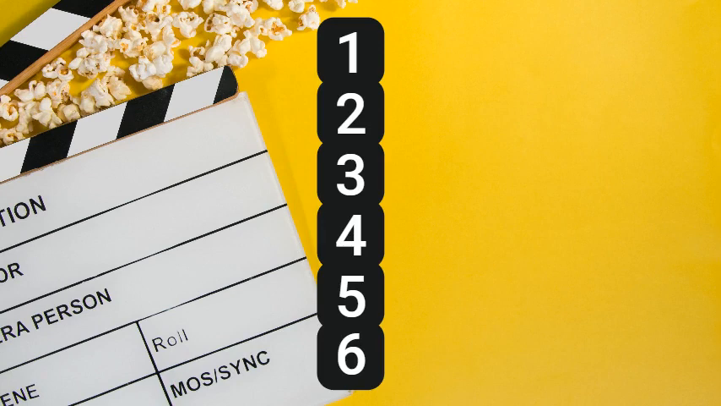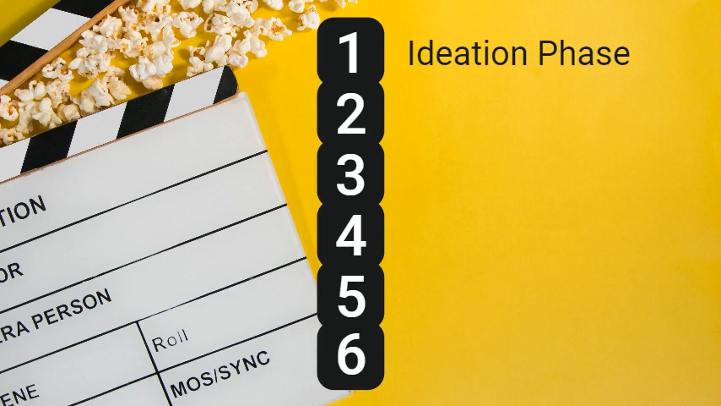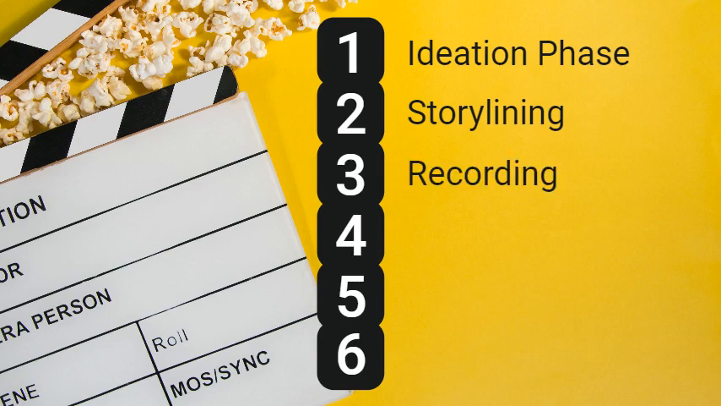My process is a 6-step process. What I normally do is that I have an ideation phase where I come up with ideas. Secondly, I have the storylining, where I make a story out of the idea and the topic that I want to talk about. Thirdly, I record the video. So that's what I'm currently doing. I record the video. And then fourthly, I will edit the video.